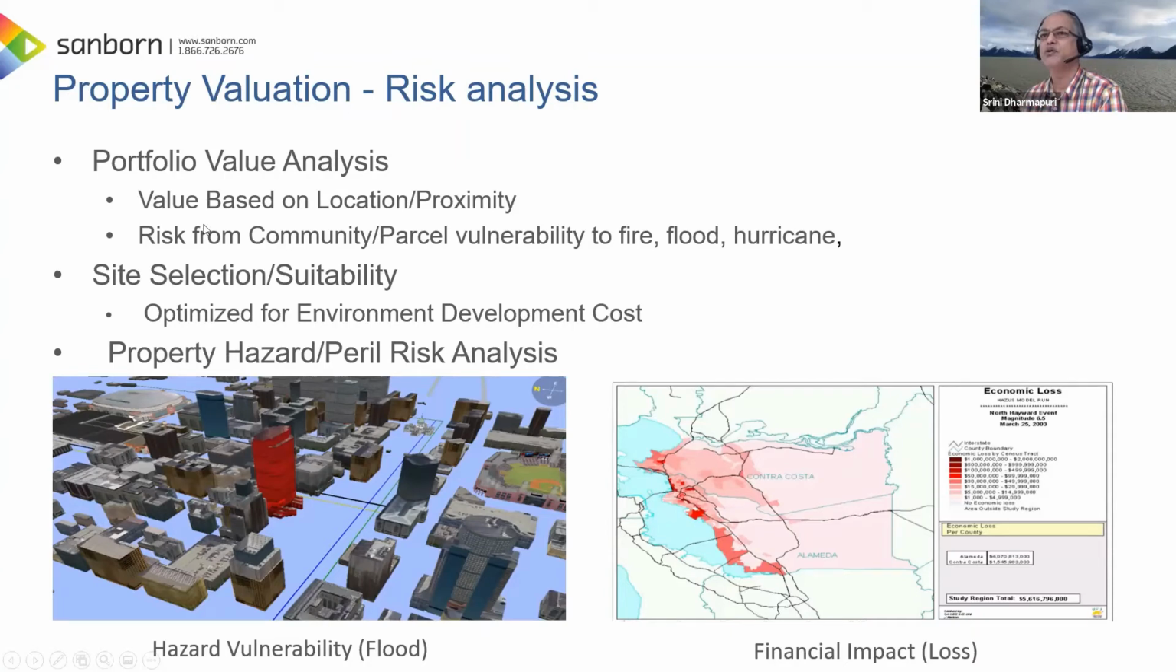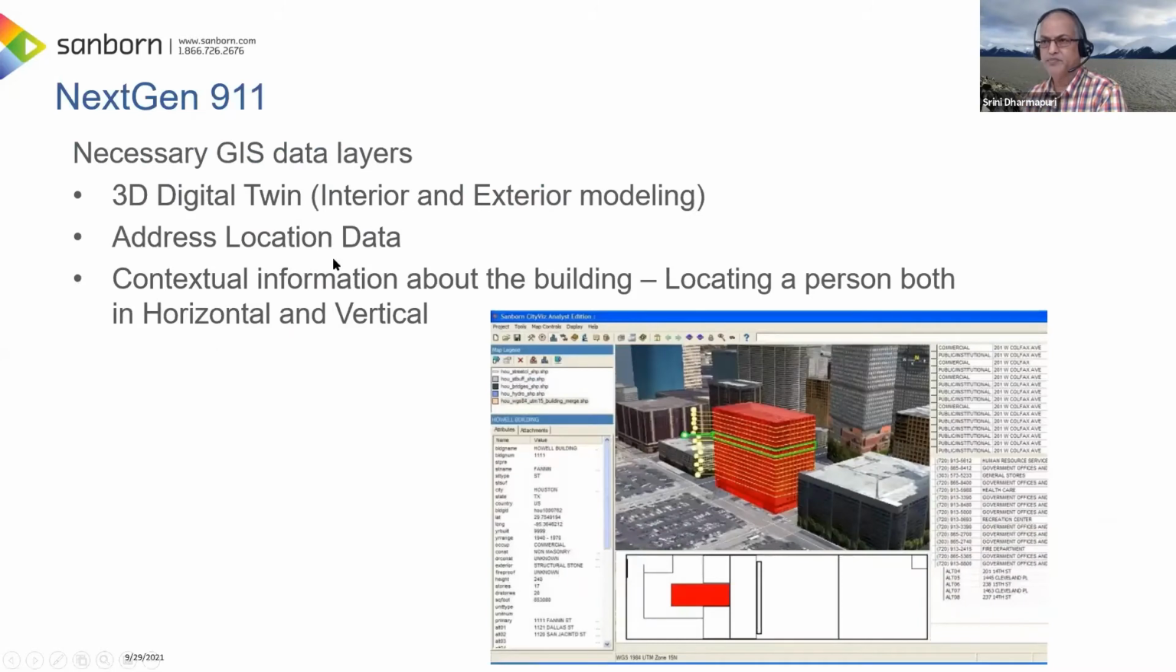And also it is useful in terms of portfolio value analysis, primarily, what is the value of the property based on the location, proximity to various features, and so on and so forth. The next application, the use case, is the next gen 911.